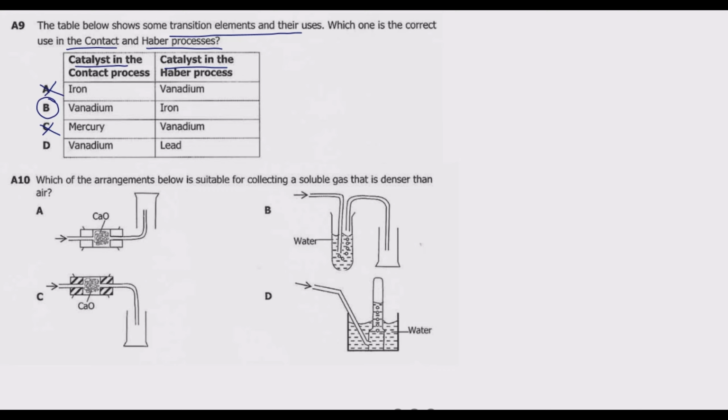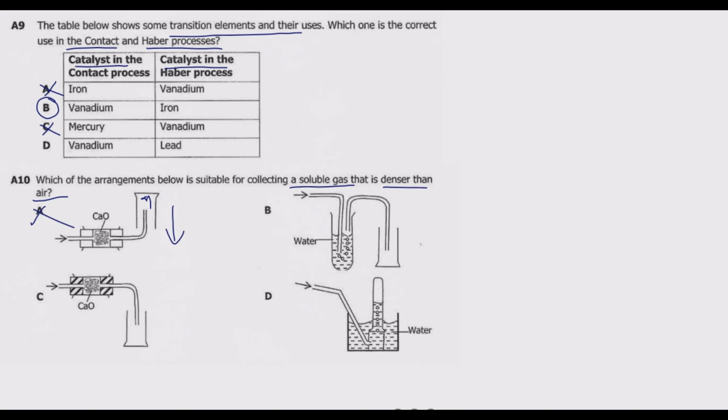We look at question 10. Which of the arrangements below is suitable for collecting a soluble gas that is denser than air? So a soluble gas which is denser than air, meaning it is soluble in water or in liquid. Let us look at the options. In A, this gas is denser than air, so it cannot work because it will fall down instead of coming up here. So A is out.